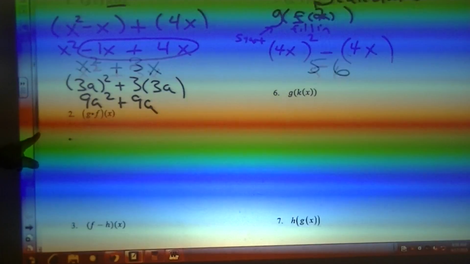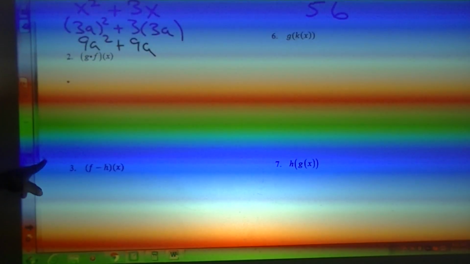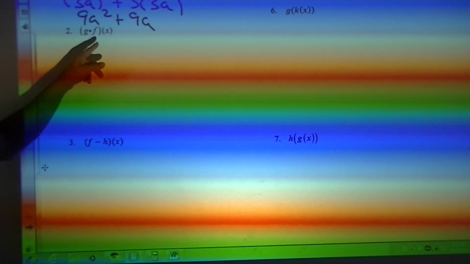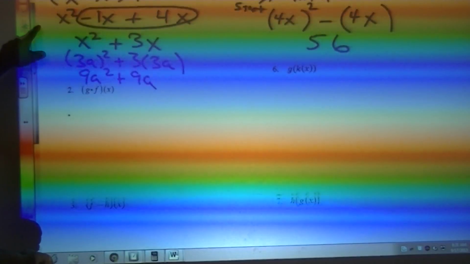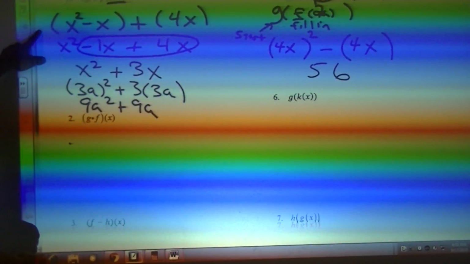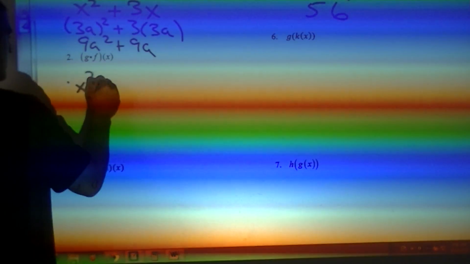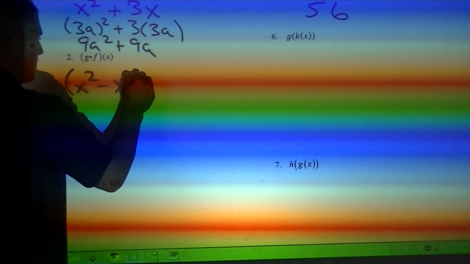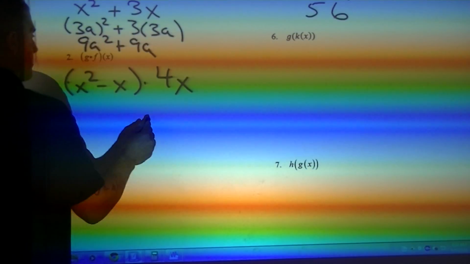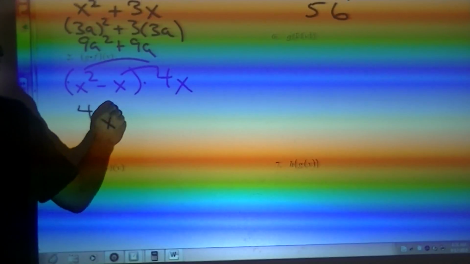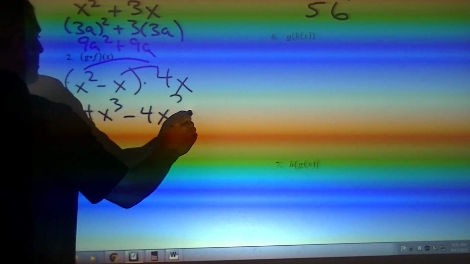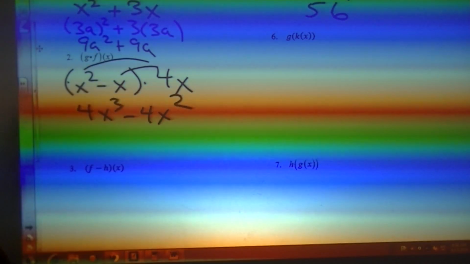Now this problem right here is a little bit different. That means multiplication. So the G function here is x squared minus x, and the F function is 4x. So I'm going to multiply here. All this means, I'm going to multiply that, that's going to be 4x cubed minus 4x squared. Since there's an x there, I leave it.